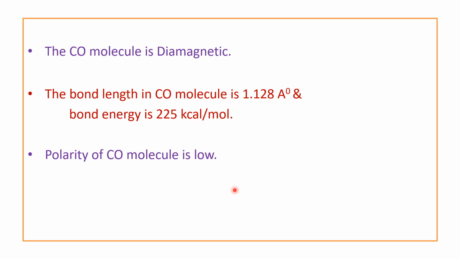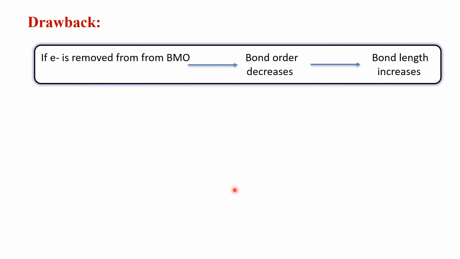So based upon this, let us move to the next. That means we have to see the drawback of the MO theory. In this, a general consideration is that when an ion is formed from a molecule, there should be removal of an electron, and that electron will be removed from the last MO, right? So if the electron is removed from the bonding molecular orbital, then the bond order decreases and the bond length increases, right?